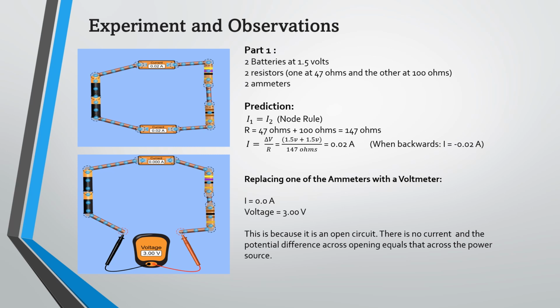negative 0.02 amps. Replacing one of the ammeters with a voltmeter, the current's going to be 0. The voltage is equal to 3 volts as read on the voltmeter. This is because it is an open circuit and there is no current, and the potential difference across the opening equals that across the power source.